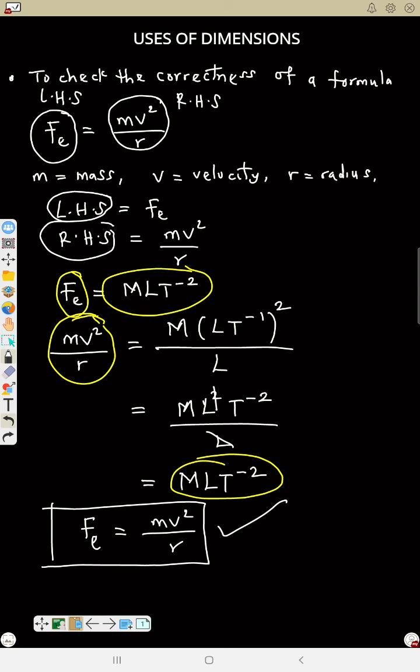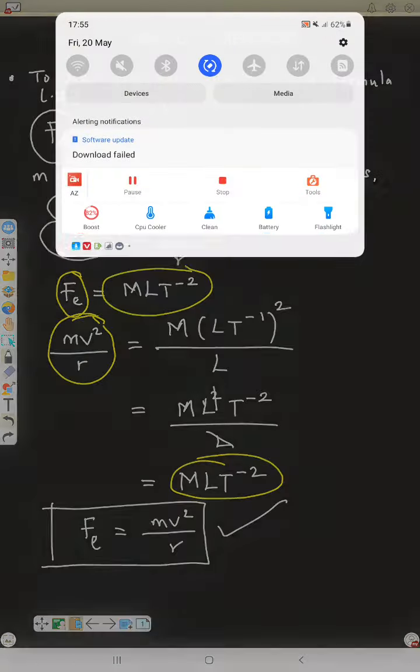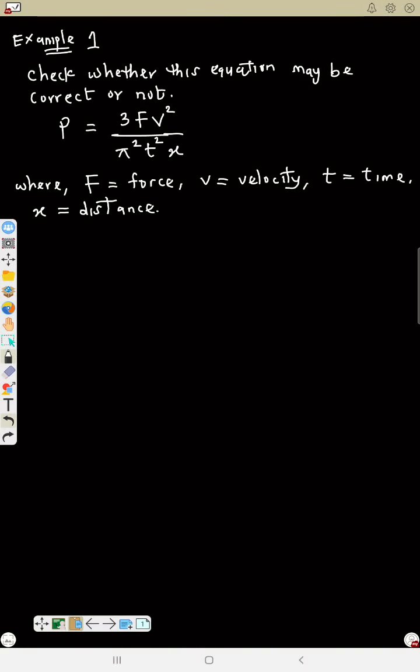So now let's see an example. Example 1. Check whether this equation may be correct or not. So we want to check if this formula is correct or not. Now F is force, v is velocity, t is time, and x is distance. Now P is pressure.